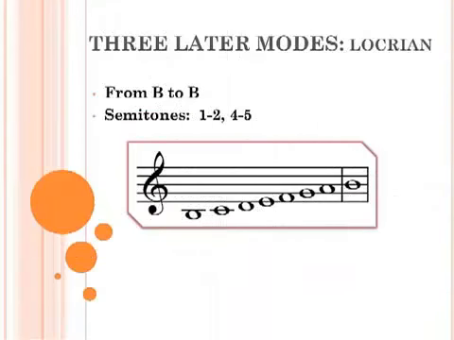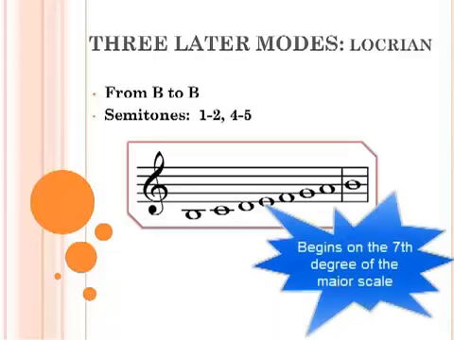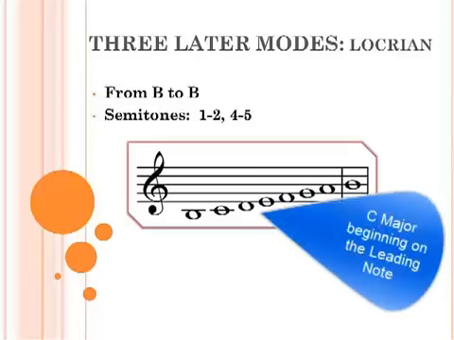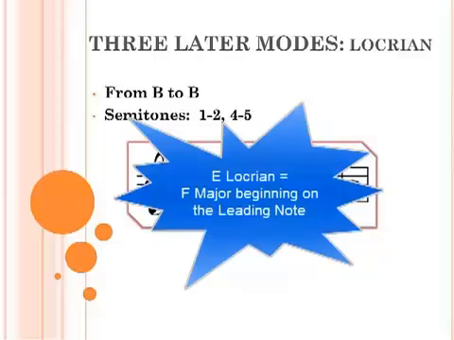The Locrian mode may be considered to be a minor scale with the second and the fifth degrees lowered a semitone. You can also consider it to be a scale beginning on the seventh degree of any major scale. So the B Locrian mode starts on B and it contains the same notes as the C major scale. The E Locrian mode starts on E and it contains the same notes as the F major scale.